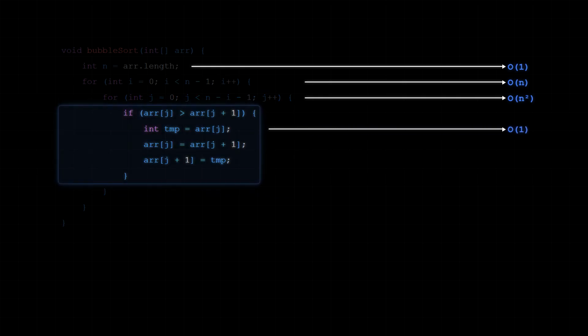Inside both loops, one comparison, then at most 3 assignments for the swap. Always exactly 3, O of 1. Multiplying O of n squared by O of 1 leaves O of n squared unchanged.